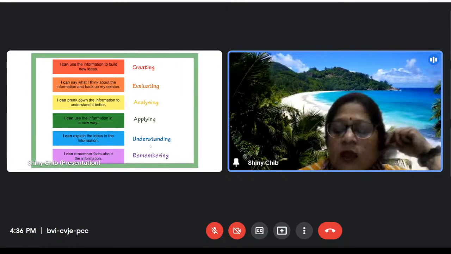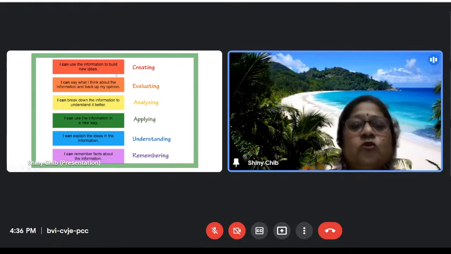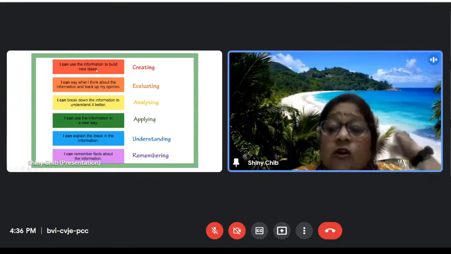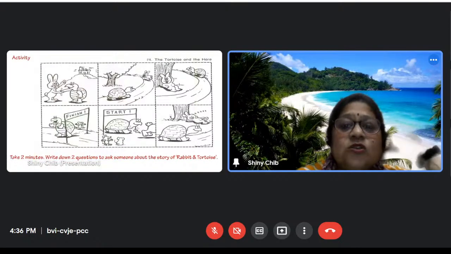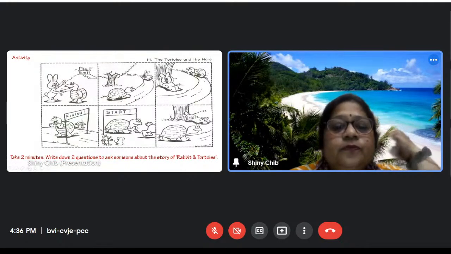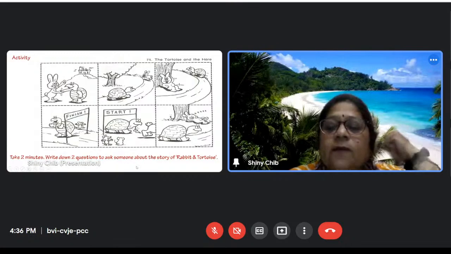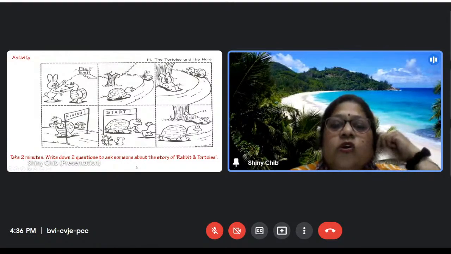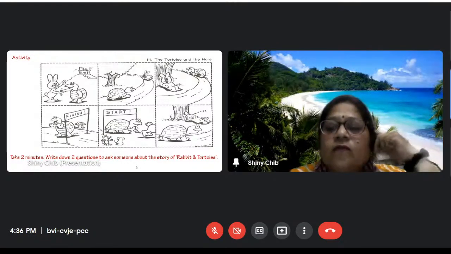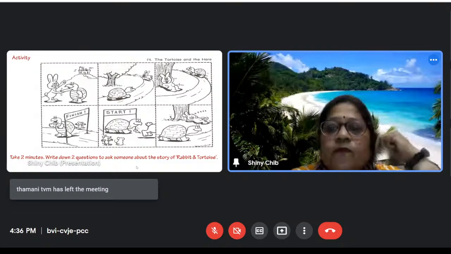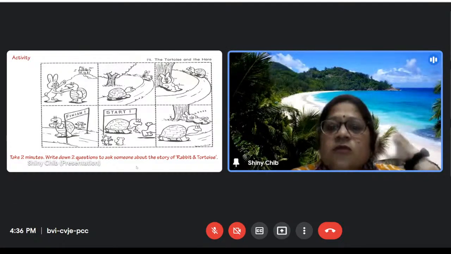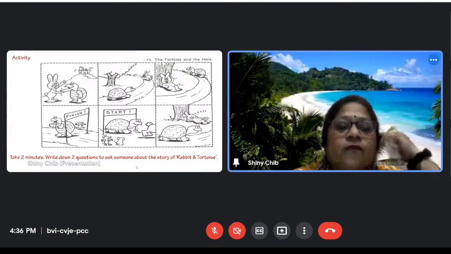Now all this Bloom's taxonomy has a lot of action verbs. You need to use those. Fine, so let us come to this particular screen. What can you see on the screen? A rabbit and a turtle race. Yes, it is a very famous story. Each and every person might know the story. Fine, so here the activity is what?